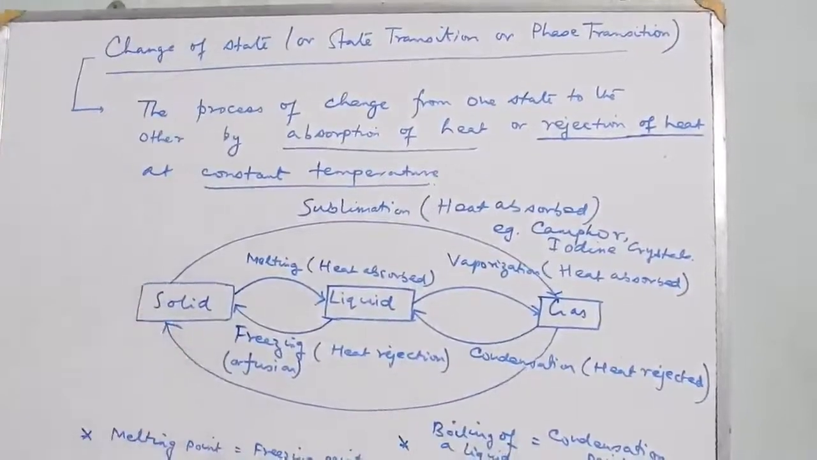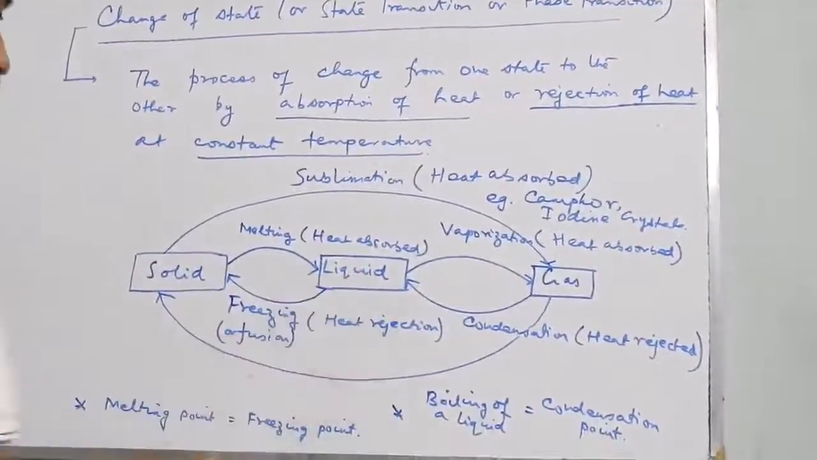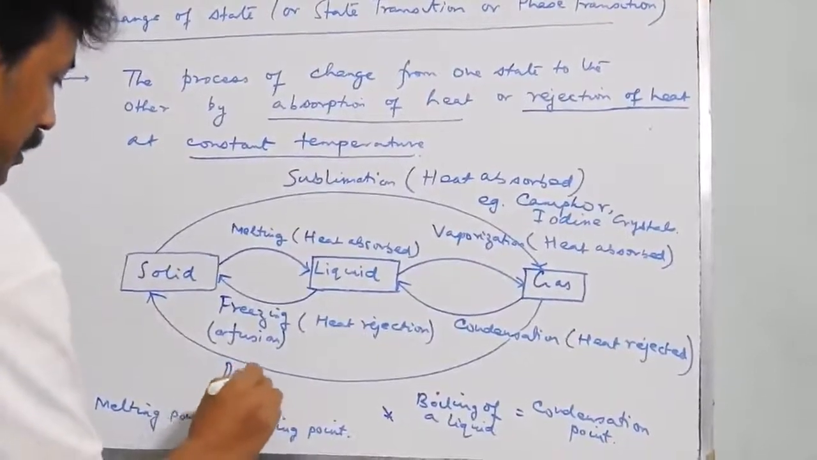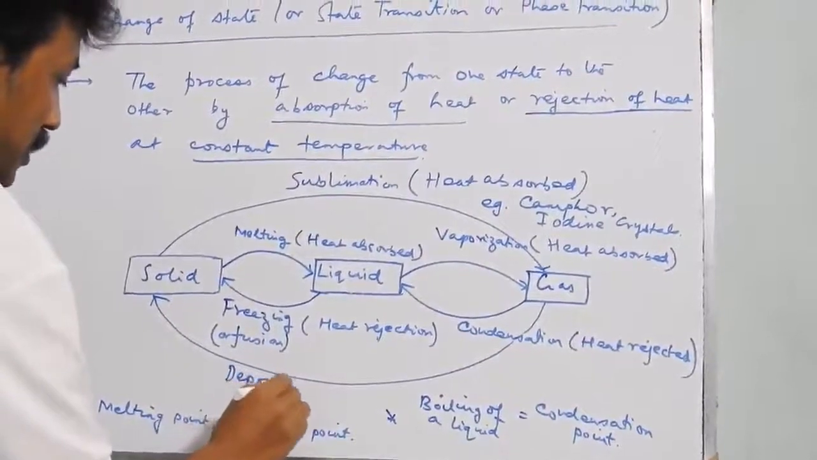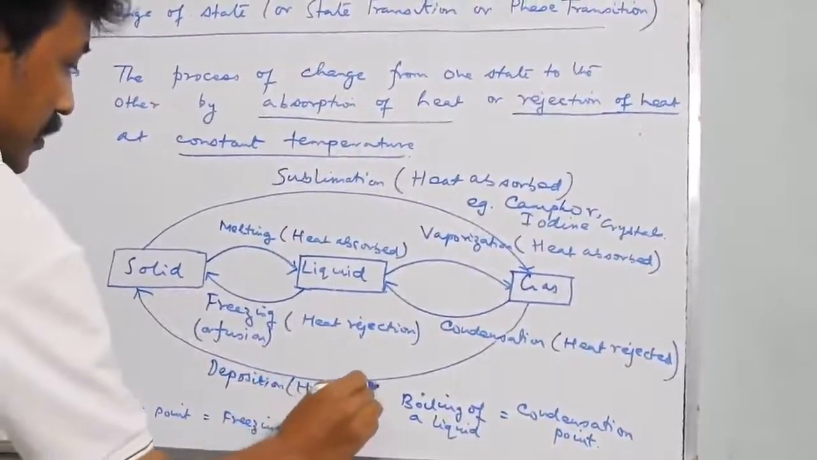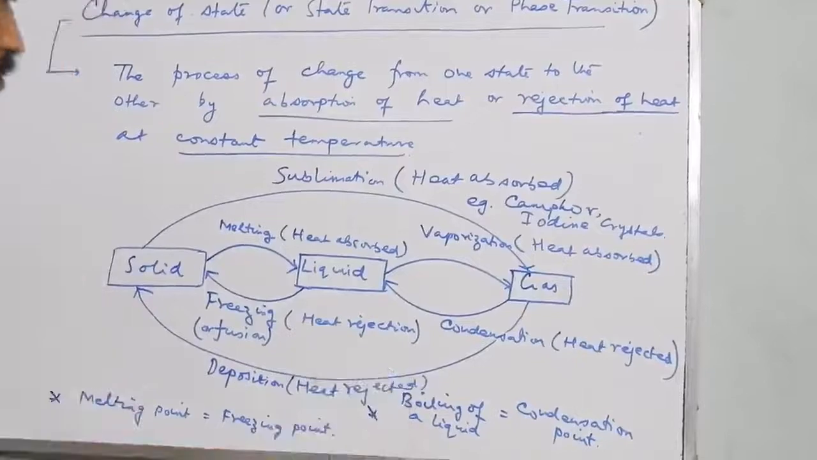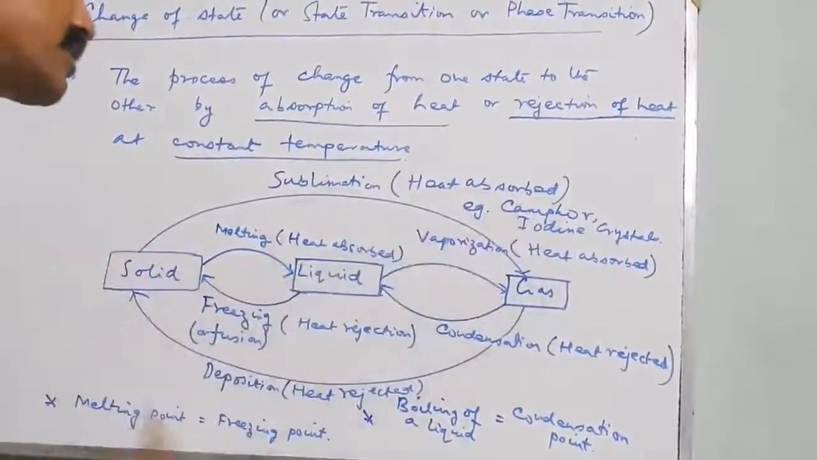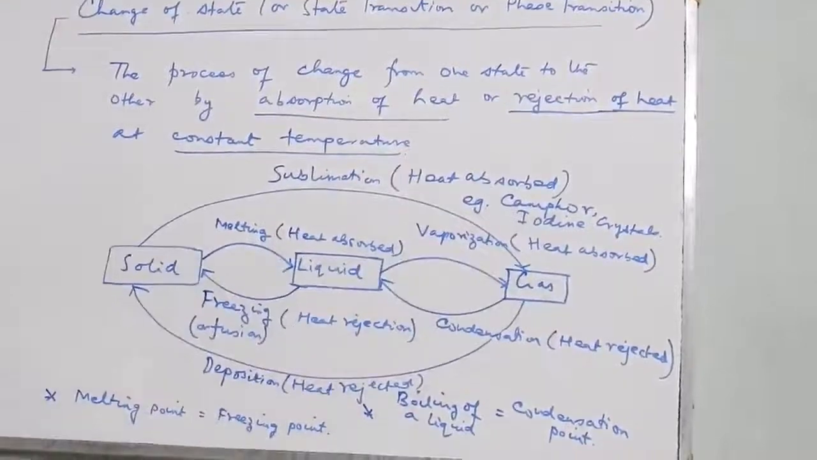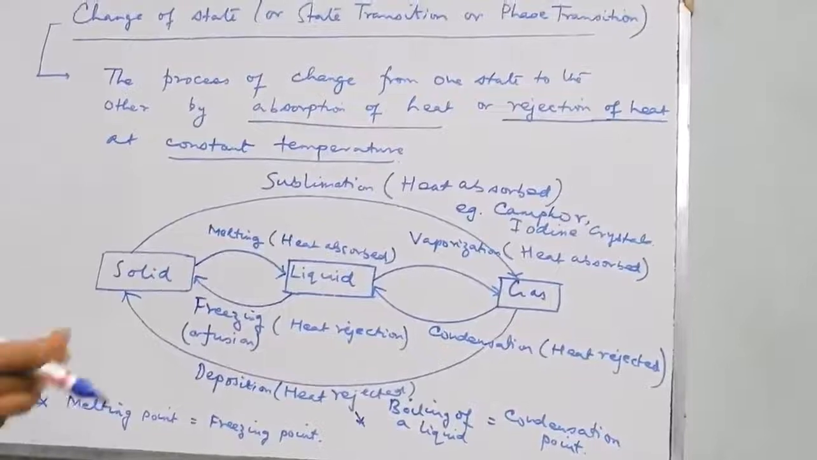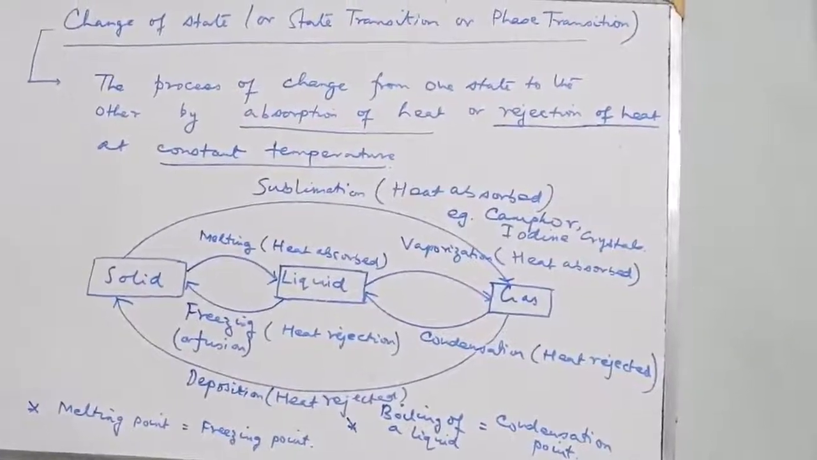Gas to solid conversion without going into the intermediate liquid form is called deposition. In the process of deposition, the gas will reject some amount of heat. Same example you can take: when the iodine vapors are cooled, they immediately get converted back into solid iodine, and further cooling will produce the crystal form of iodine.